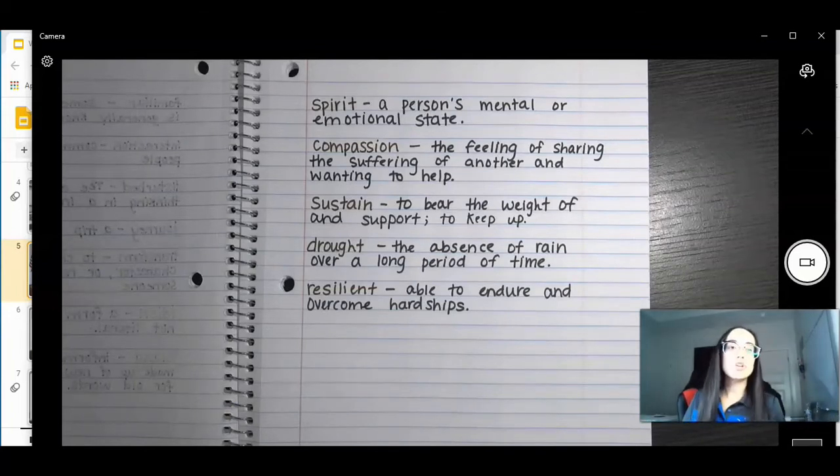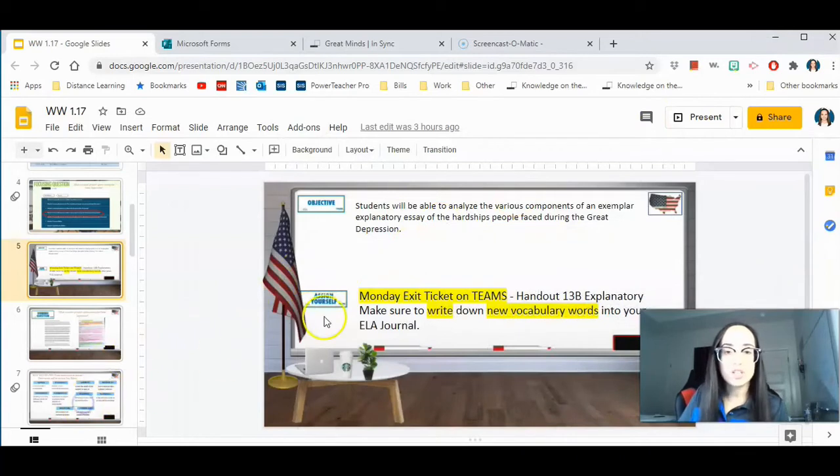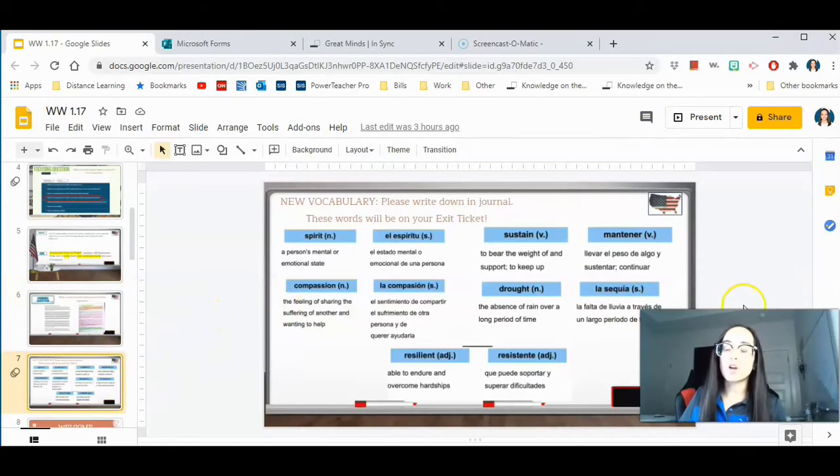So we're going to go over these quickly. You do need to write them down because they will be in your exit ticket for today. So let's go over them quickly. I will also be playing the Wit and Wisdom video with Mr. K because his knowledge about teaching us vocabulary words for this week is great. And I love learning from others as well, not just from myself.